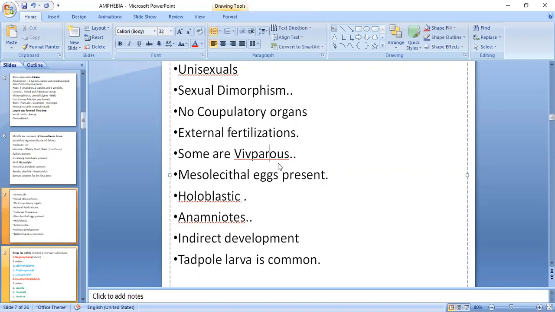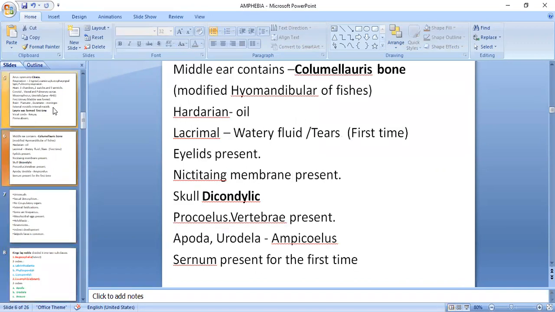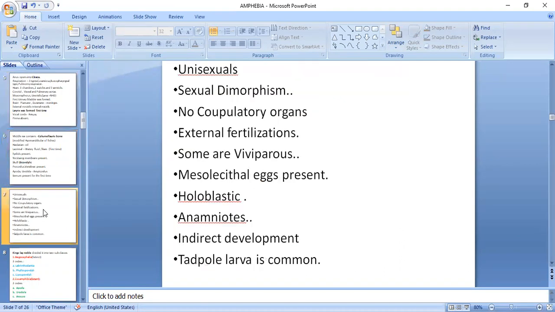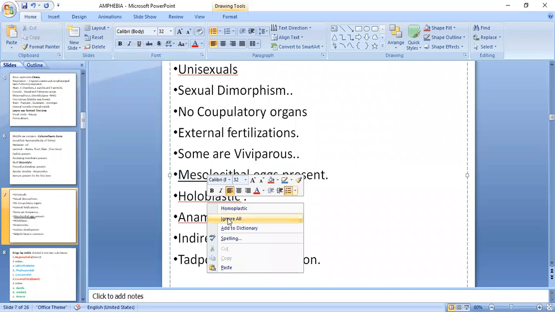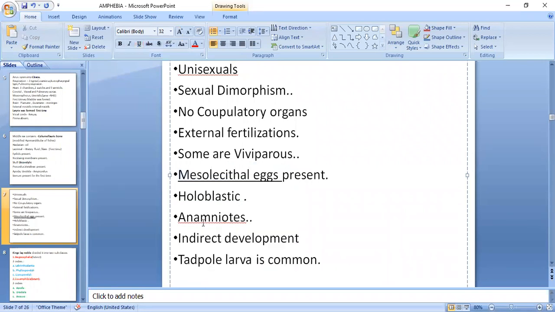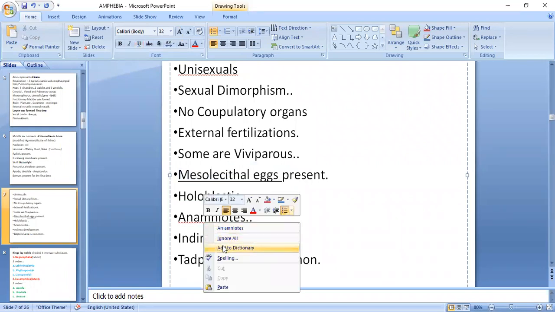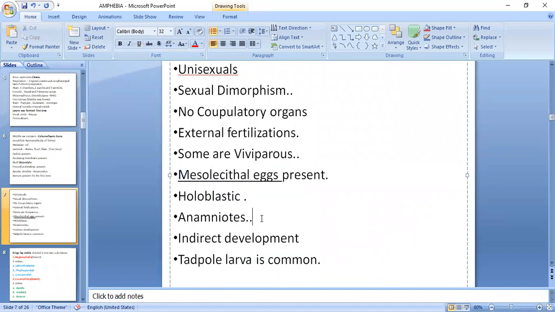There are pairs of them. What is this? This is actually talking about the general characters. Yesterday, was this explained or not? If there is a doubt, we will bring it up again. The eggs are mesolecithal type of eggs. Holoblastic cleavage is present, and these are anamniotes. So indirect development or direct development; the tadpole larva is the common larva.